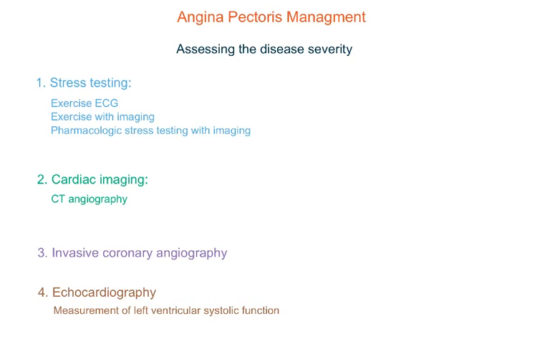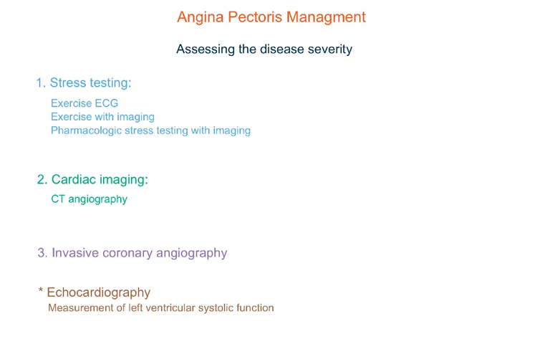Now, once the patient is stabilized, let's discuss the further workup and chronic management of angina pectoris. All patients with coronary artery disease should be assessed for their disease severity, either by stress testing, cardiac imaging, or invasive coronary angiography. Stress testing is the most common method. It will help to secure the diagnosis, determine the disease severity, and gain prognostic information.